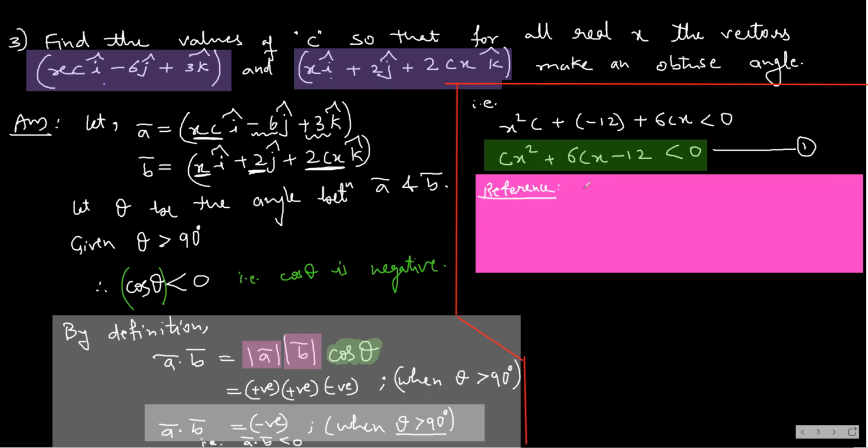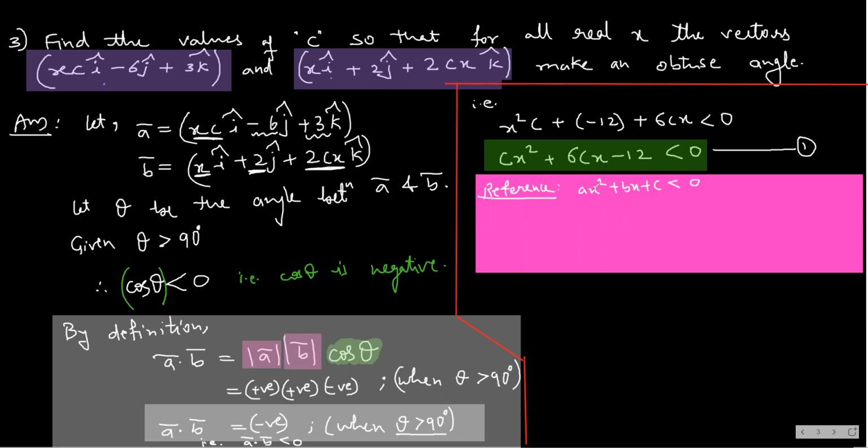What is a quadratic equation? ax square plus bx plus c equal to 0. See, this is a quadratic equation. But right now we are not into quadratic equation. We are into quadratic inequation. So remember, that inequation is what? It is less than 0.